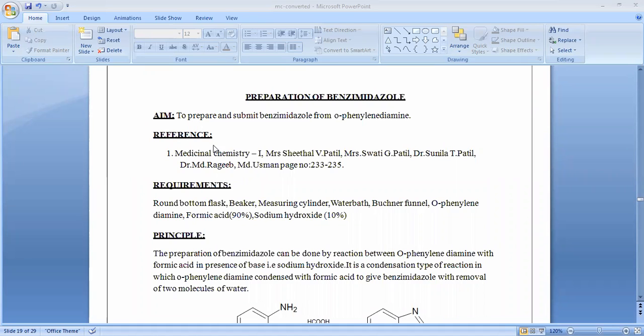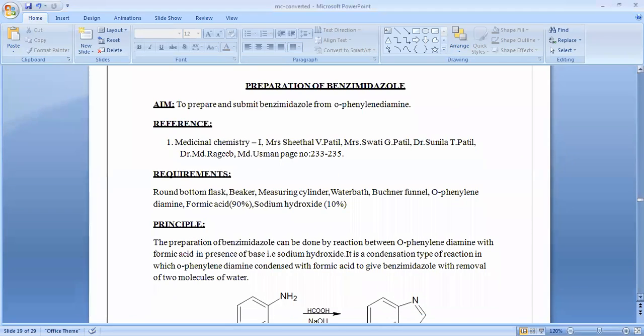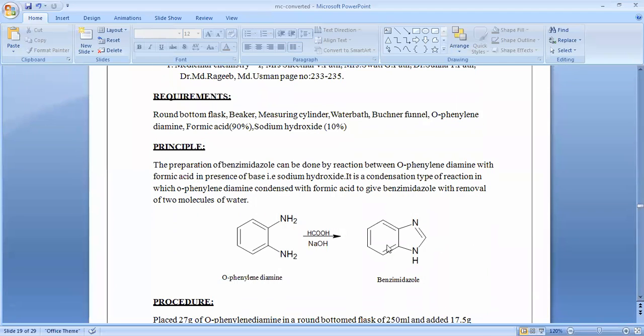The reference material for this synthesis is the medicinal chemistry 1 practical book. Now, what will be the principle of this reaction mechanism? The preparation of benzimidazole is a ring closure reaction using orthophenylenediamine. Benzimidazole is prepared by the reaction of orthophenylenediamine with formic acid in the presence of sodium hydroxide.